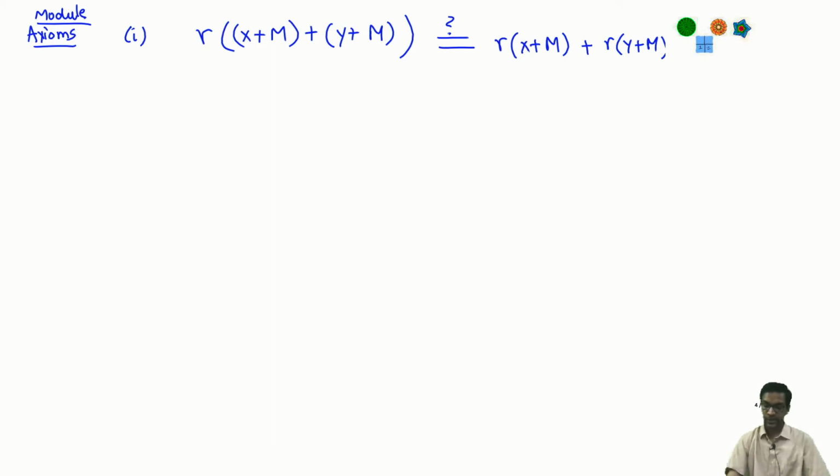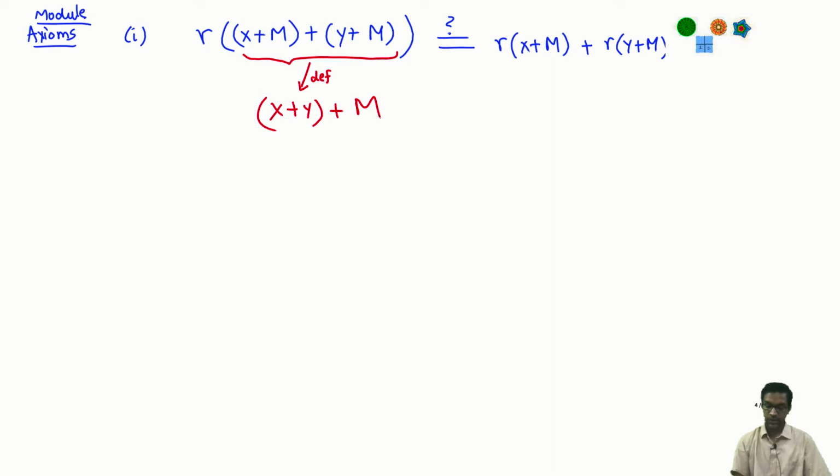Okay, so I need to check if these two things are the same. So again, let's just compute each side and see what we get. Firstly, x plus m plus y plus m is a sum of two cosets. So by definition, I am just using the definition of addition in the abelian group L: you add x and y and take that plus m.